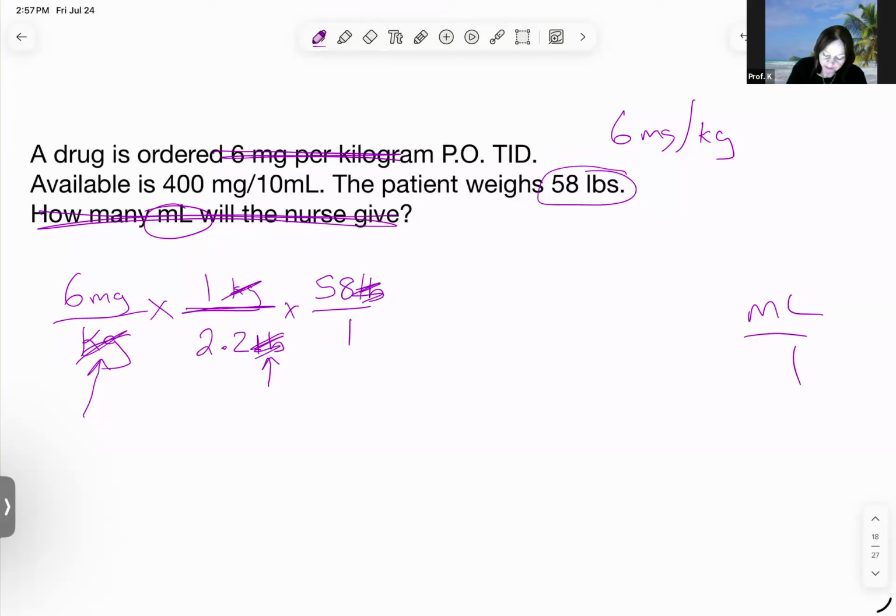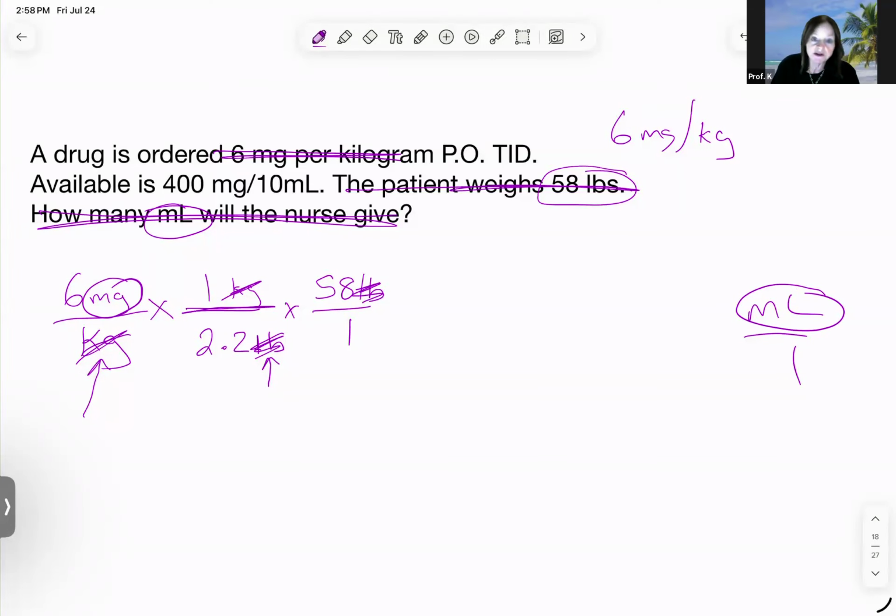And when I do that, it still crosses it off. Now, some people want to convert the weight separately. I just put it in the problem, and that's what I recommend doing. So now I've gotten rid of kilograms and pounds. So how do I get rid of milligrams? Because all I need is milliliters.